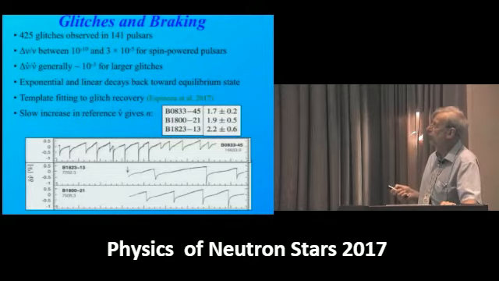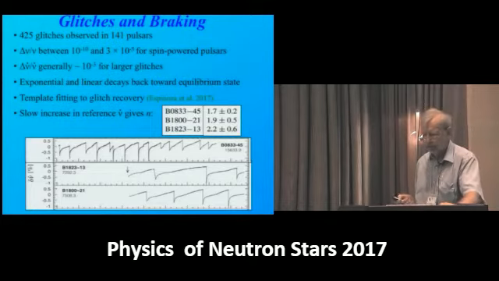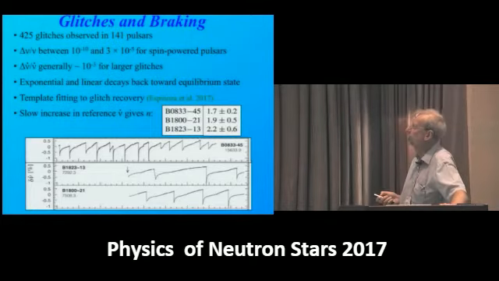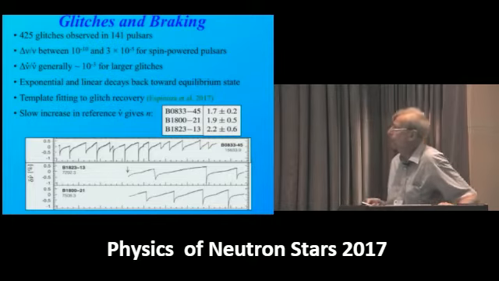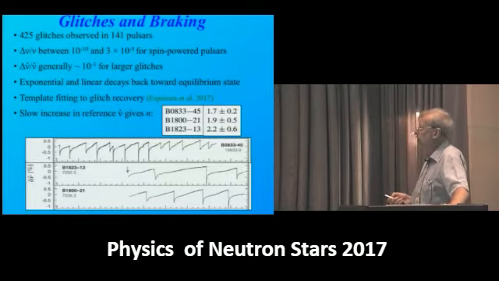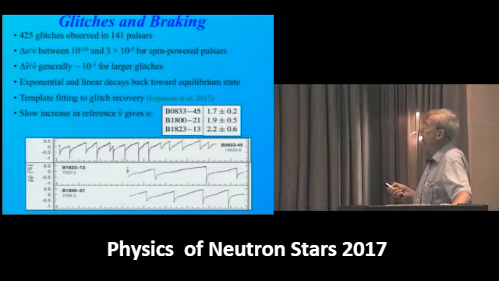An important diagnostic of what's going on is the amount of change in the spin-down rate, and that's generally about 10 to the minus 3 for the larger glitches. It's hard to measure for the smaller glitches. It's found that there are typically a combination of exponential and linear decays back toward the equilibrium state. So this is an exponential initial decay here in the frequency derivative, and then it tends to be a more linear function.